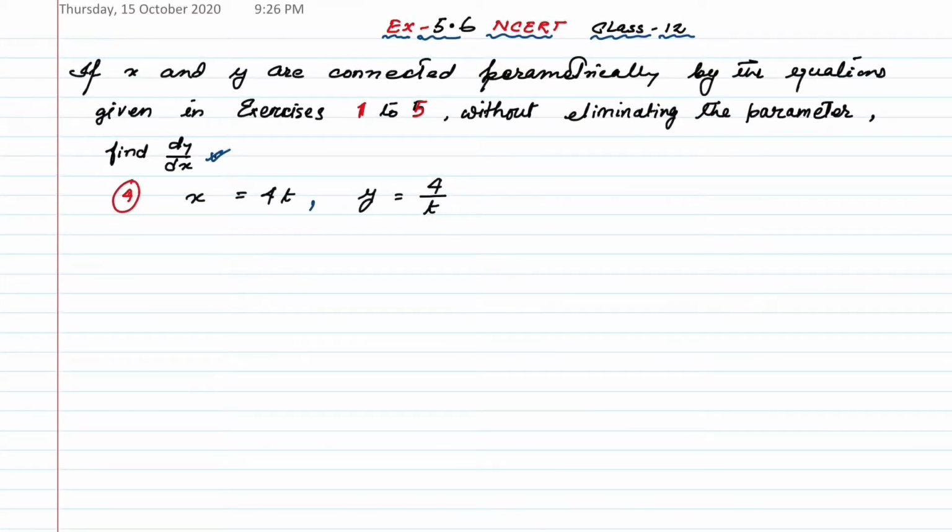Now question number 4, here x is equal to 4t and y is equal to 4 by t. This is suppose 1 and here it is 2.